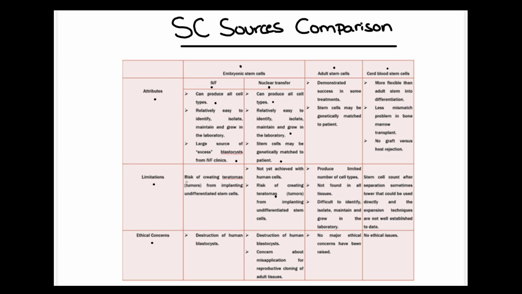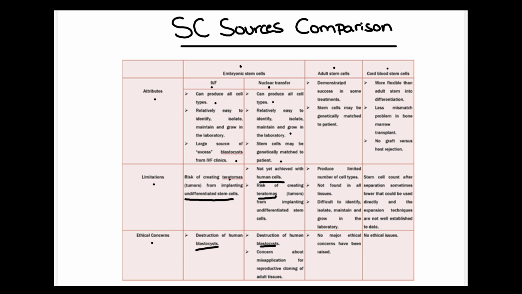The limitations here are with IVF, there is a risk of creating teratomas if we do end up using the undifferentiated stem cells before they become specialized. And with the nuclear transfer, it has yet to be done with human cells, and there's also the same risk of creating teratoma from the undifferentiated stem cells. Regarding the ethical concerns with IVF, you do end up destroying the human blastocysts, and same with the nuclear transfer, but also with the nuclear transfer, there are fears of misapplying this technique and reproducing actual clones of adult tissues.